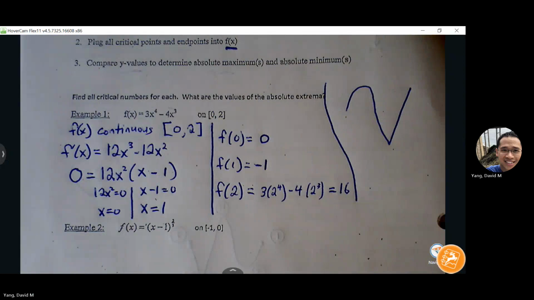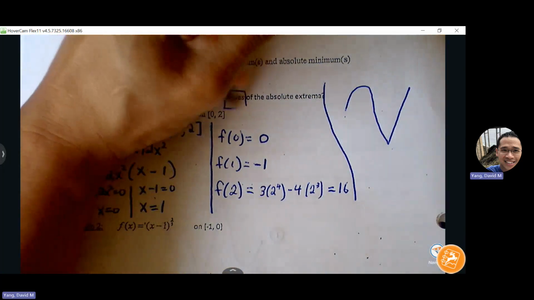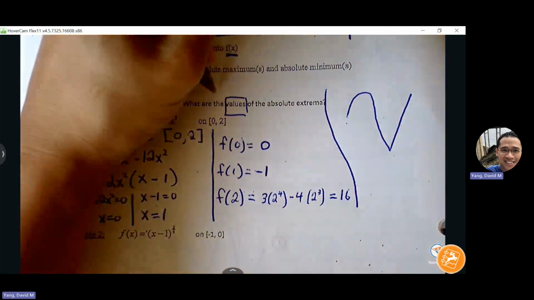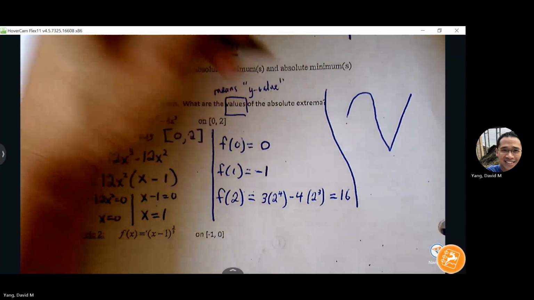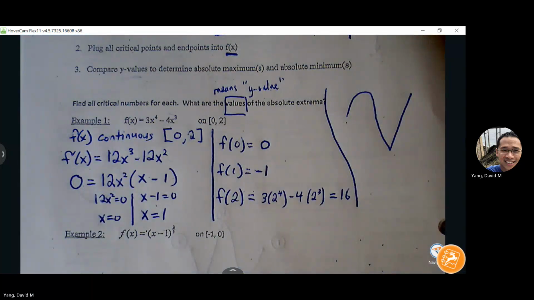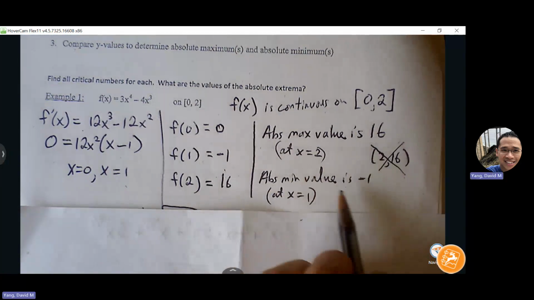Some textbooks would place their maxes and mins as ordered pairs. But for us, we're just going to focus on the y value. And that's the same thing on the AP exam. When they're talking about the values, I know they don't say it, but they mean y value. So don't give your answer as an ordered pair. You're going to give your answer as just a y value. So you say absolute max is 16 and absolute min is -1.